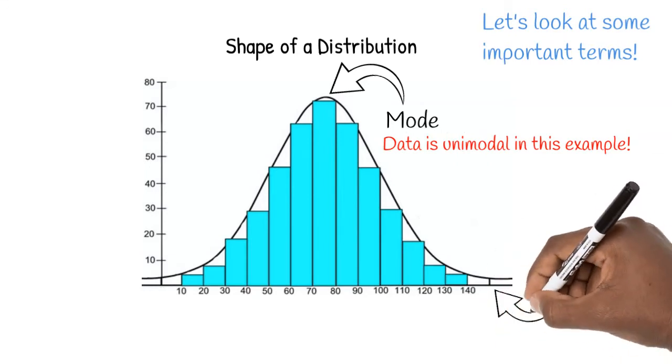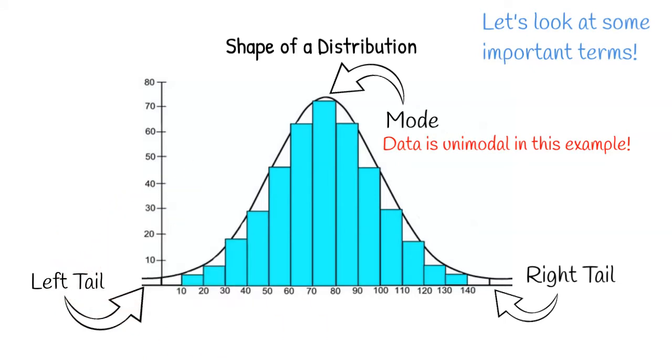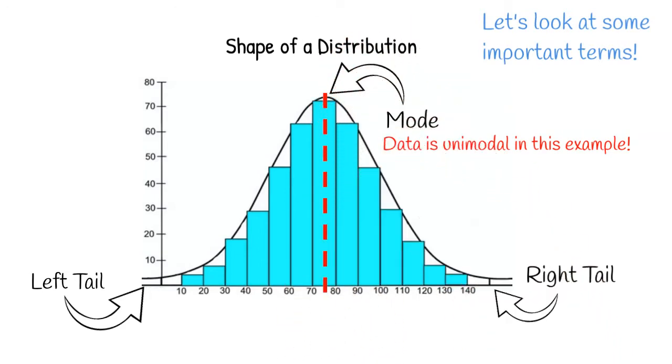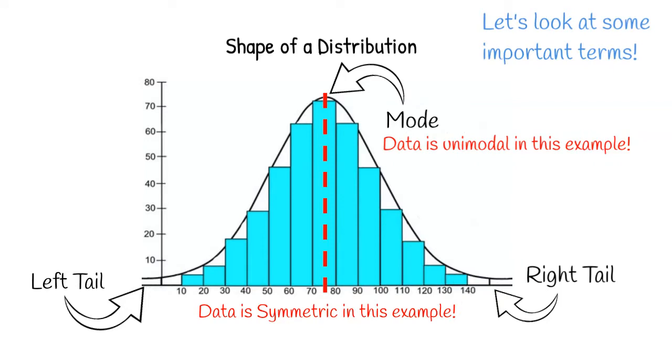The ends of our data, where the lowest and highest values in our dataset fall, are called our tails. On the right side is our right tail, and on the left side is our left tail. If a line can go through the center of our display, making the left side a mirror image of the right side, our data is said to be symmetric. Okay, now we know enough to start using these terms.